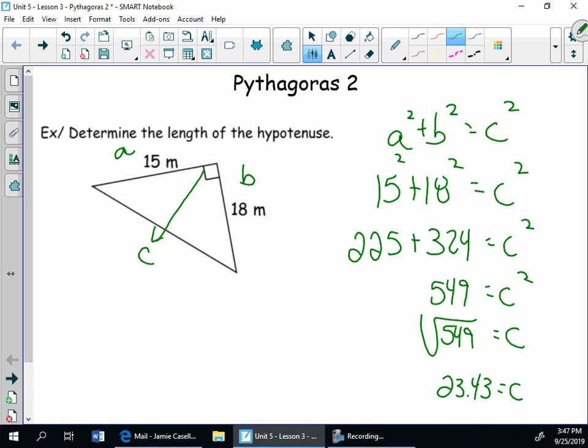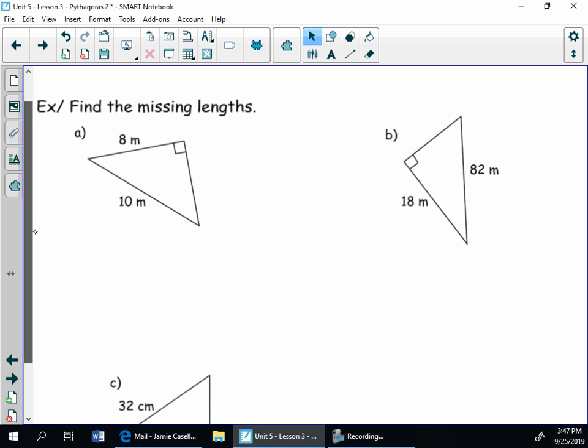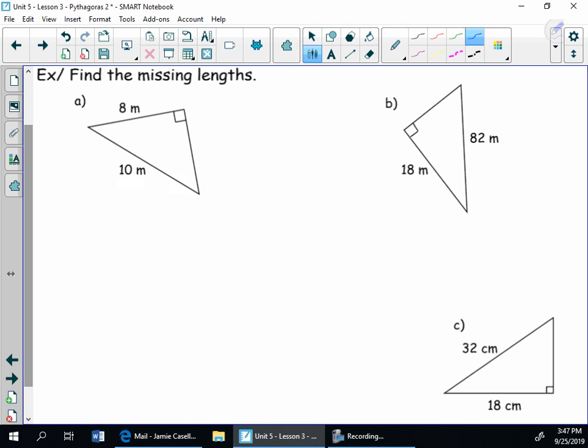But it's also possible to figure out the other side given the hypotenuse and one of the legs. So we're going to do the same kind of idea, except here we're going to have to find the missing side, which is not always side C. Just move some things around so it's easier to work with. Okay, job one, find the right angle so you know where C is going to be. A and B are interchangeable, so I'm going to call this one A and the missing one B.